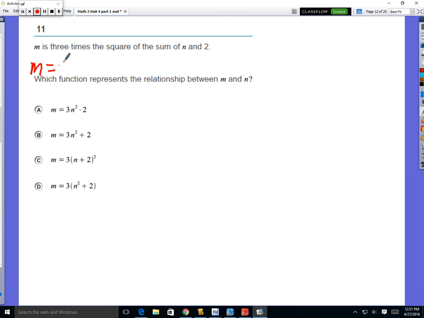11. M is equals 3 times the square of the sum of n and 2. So the sum, that's add. So n plus 2 is add, but we got to 3 times the square, so you got to square it, and then you got to times that by 3. So that is going to be C. M is going to be the sum of n and 2 squared times 3.